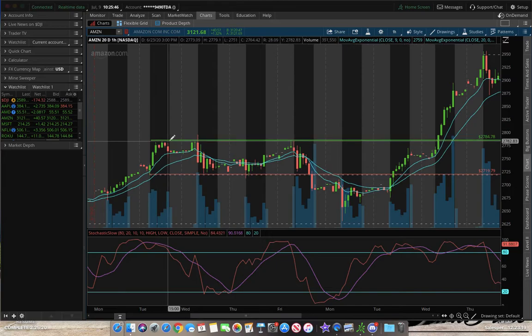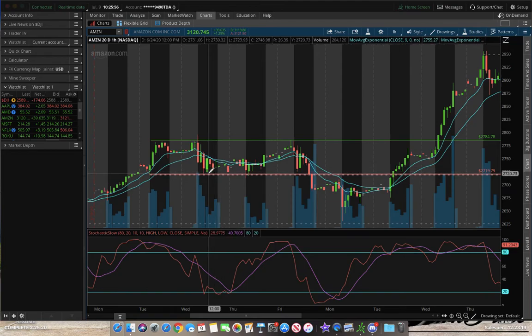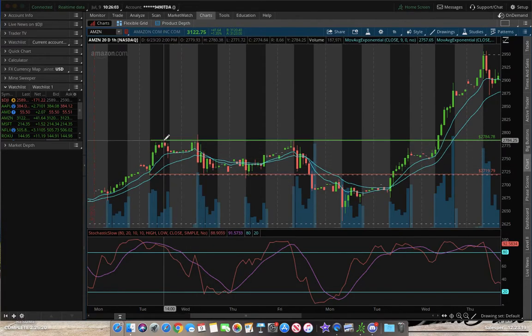So it bounces up to the resistance, comes right back down to the support. So this move right here at 27.84, it goes all the way back to 27.19. So that's like a $60 move, just from support to resistance. So if you were to buy put options or short the stock, that would have been a good idea there.